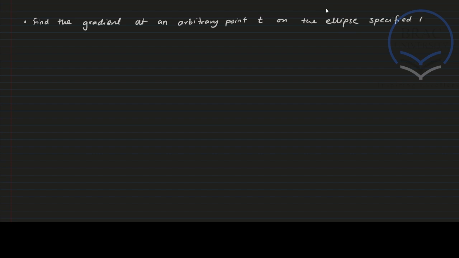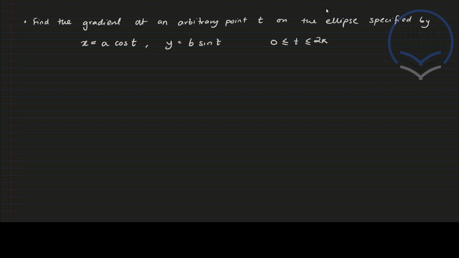For the first example, let's consider the question here that asks us to find the gradient at an arbitrary point t on the ellipse specified by the following expressions, where we have x equals a cos t and y equals b sine of t, given that the range of t lies between 0 and 2 pi.